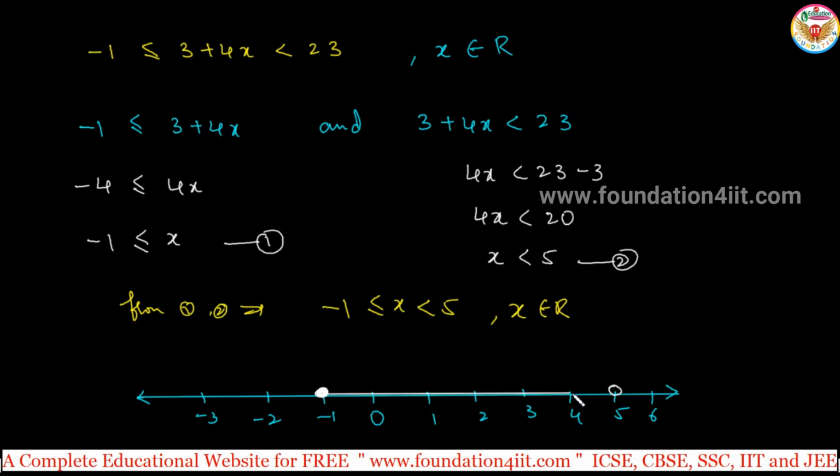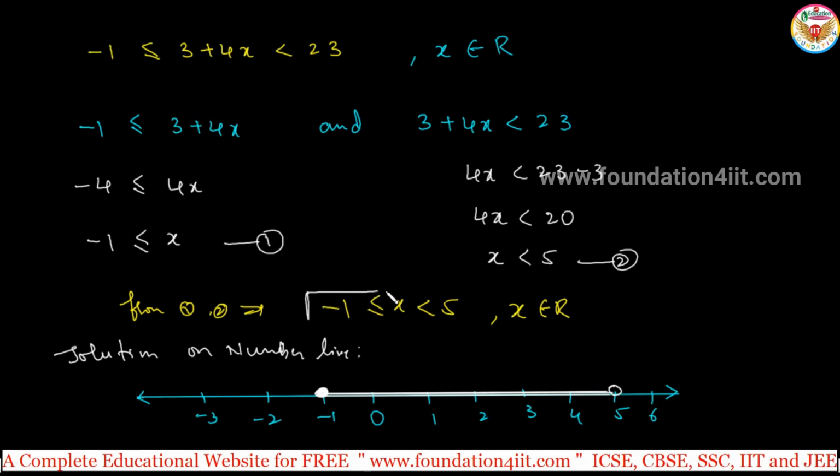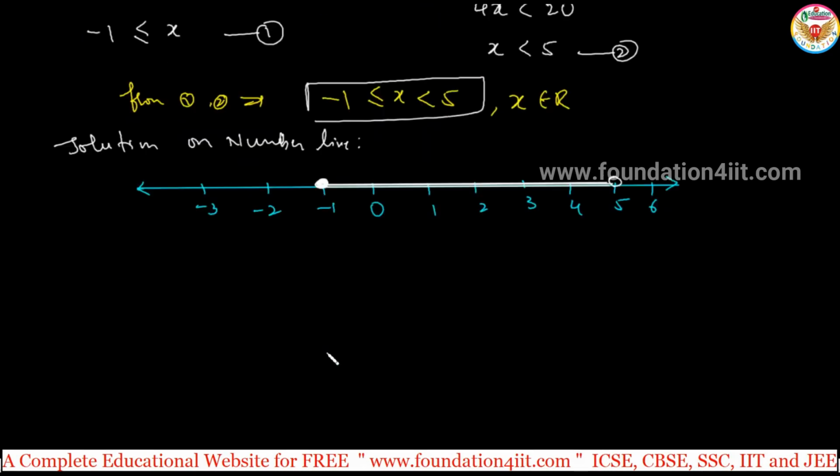So you just draw the line on this. On the line, you can just highlight this line, with the hollow circle and the darkened circle. This is the solution on the number line. So first you need to find the solution set, then the solution on the number line. We can make it this way. Finding the solution set is important, then represent it on the number line. Right? Let us have one more example.